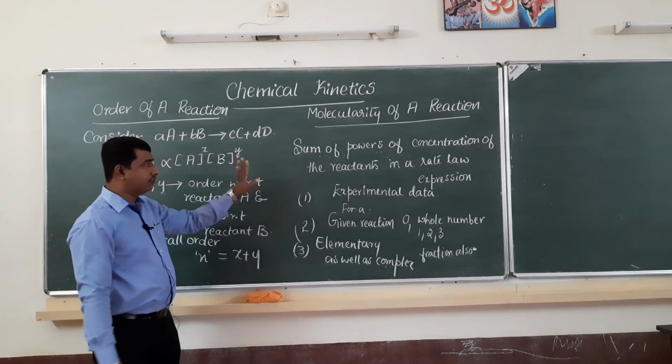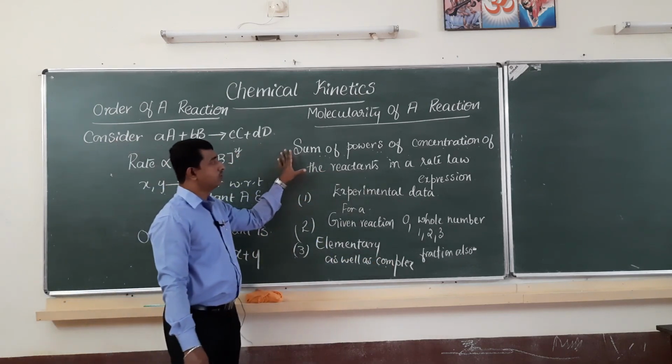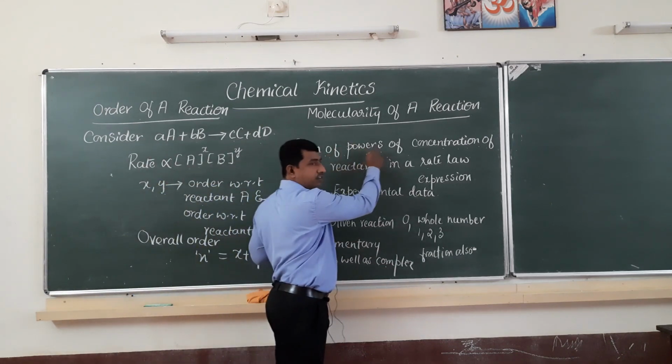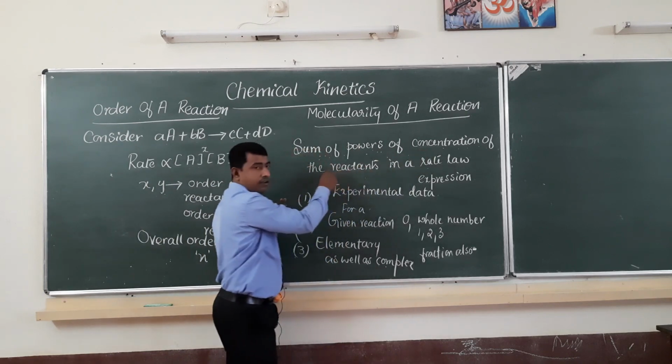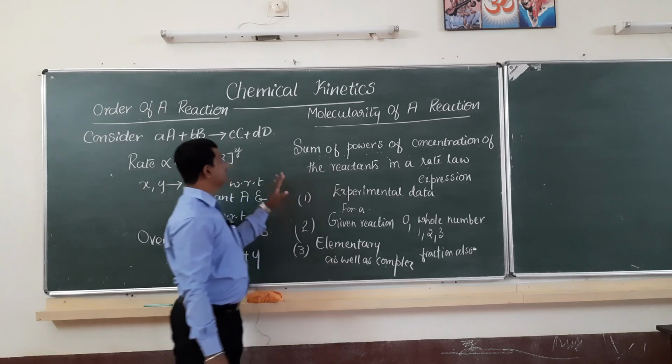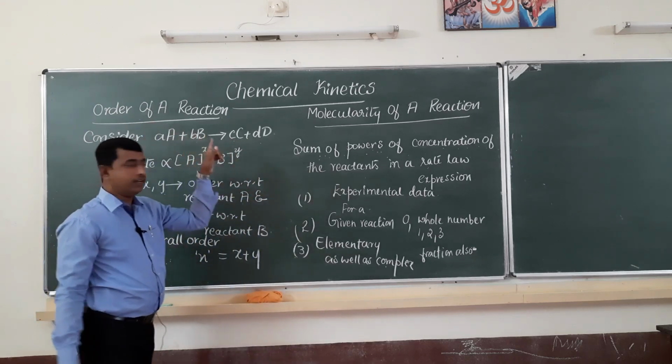Remember the definition of order properly. So order means what? Order is nothing but the sum of powers of concentrations of the reactants in a rate law expression. It is called as order of a reaction.